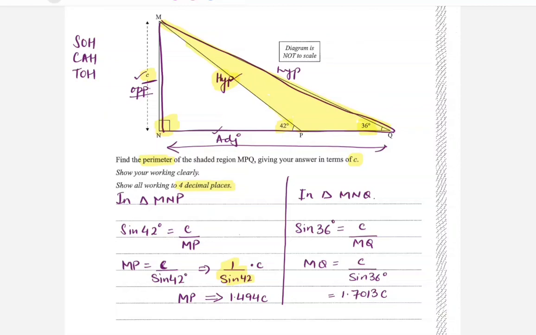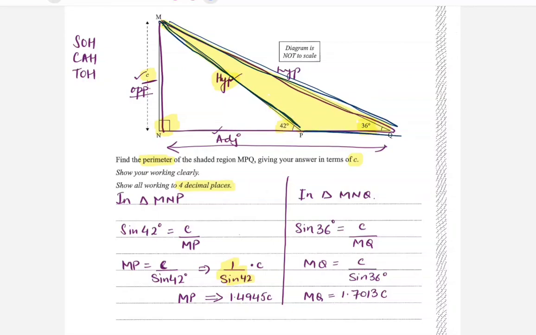All right, 4, this is 5 as well. Make it 4 decimal places, 5C. All right, so now we have got 2 values. We have got MP and MQ. Let's change the color just to see what I'm talking about. We have got MP. We have got MQ.